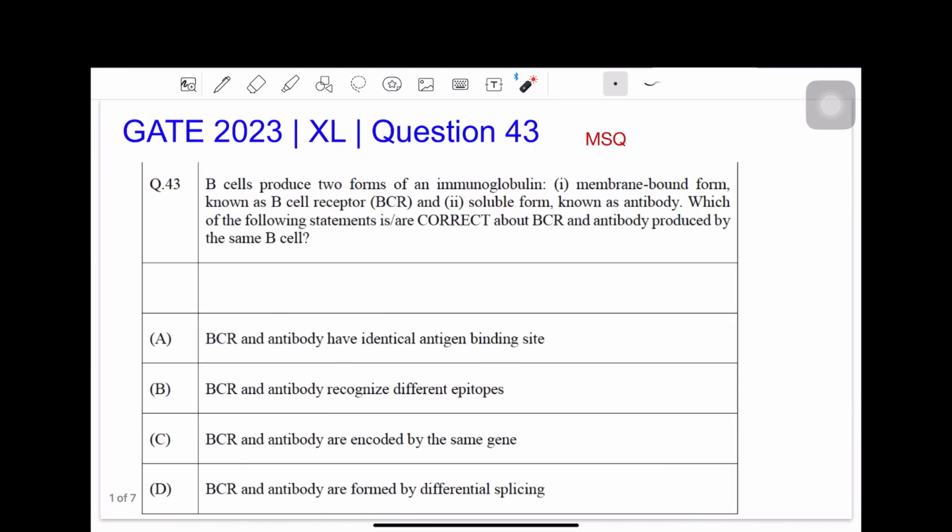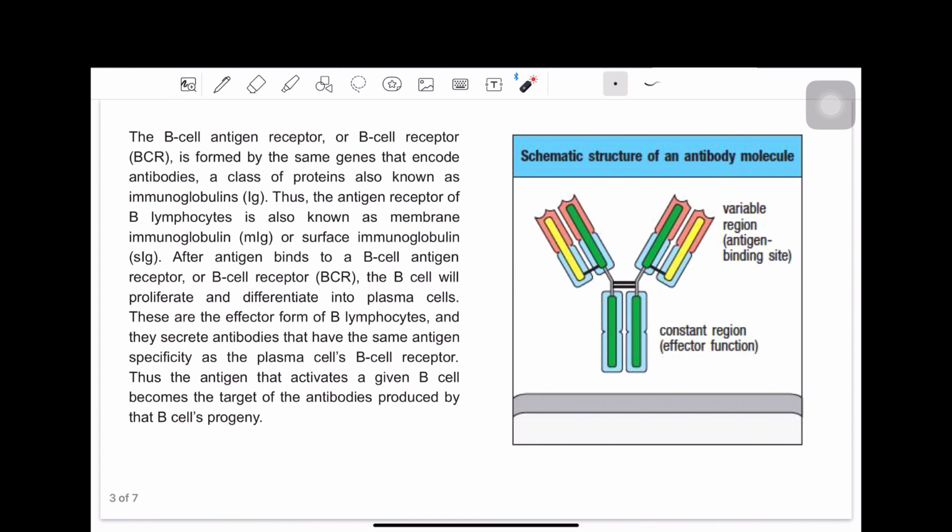So, we will discuss a little bit about the immunoglobulin, its structure, and what is the difference between a B cell receptor and the soluble form of the immunoglobulin, which is the antibody. Now we know the B cell antigen receptor, or the B cell receptor, is actually formed from the same genes that encode the antibody. So the B cell receptor and the antibodies are coded by the same gene and they form this class of proteins known as the immunoglobulins.